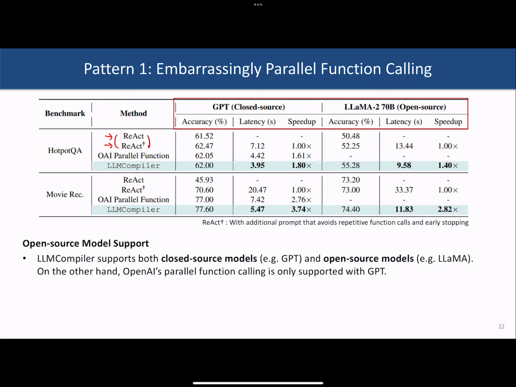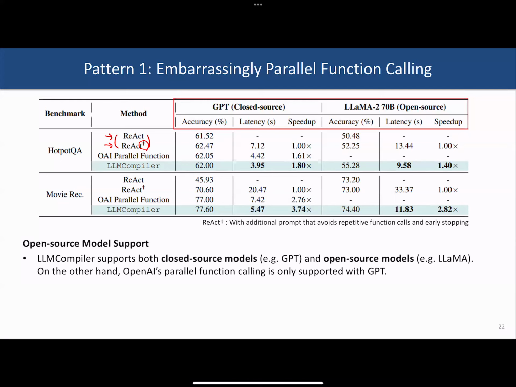Another failure case is early stopping. For instance, if you had to search 8 different movies to make the best decision, ReAct would end up searching for maybe 4 or 5 different movies. It decides to end the execution because it thinks it has enough information to make the decision, which in a lot of cases is a premature decision, and that's unexpected behavior. So we were able to prompt ReAct in a way that avoids these situations as much as possible, and that's the ReAct with Dagger.